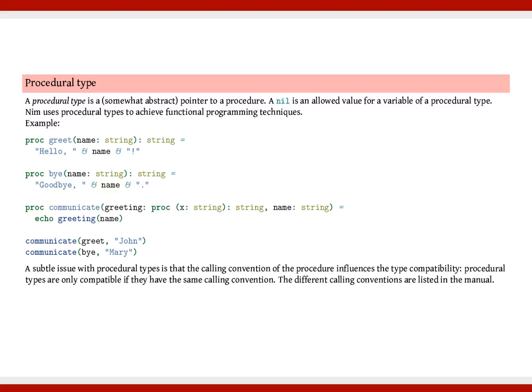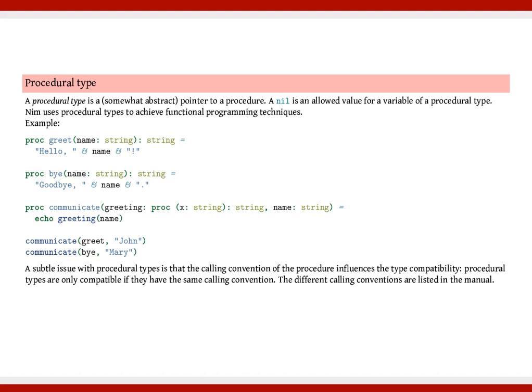Nil is an allowed value for a variable of a procedural type. Nim uses procedural types to achieve functional programming techniques. Example: proc greet(name: string) = echo "Hello, " & name. proc bye(name: string) = echo "Goodbye, " & name. proc communicate(greeting: proc (x: string), name: string) = greeting(name). communicate(greet, "John"). communicate(bye, "Mary").